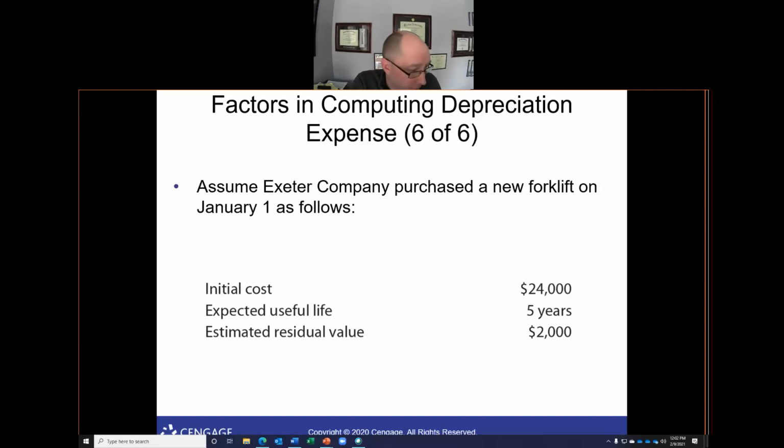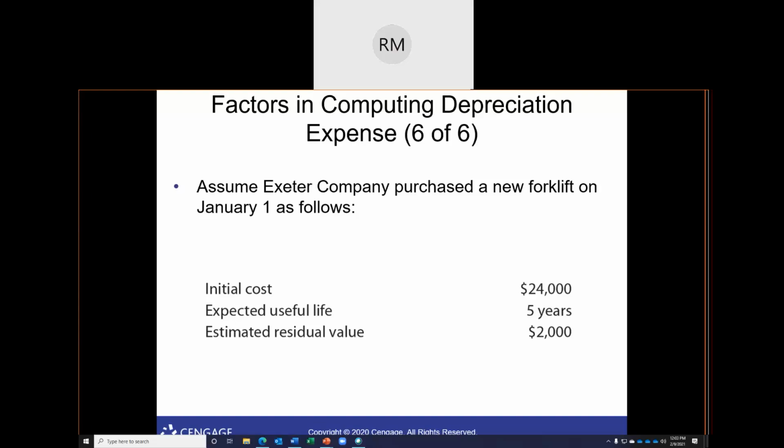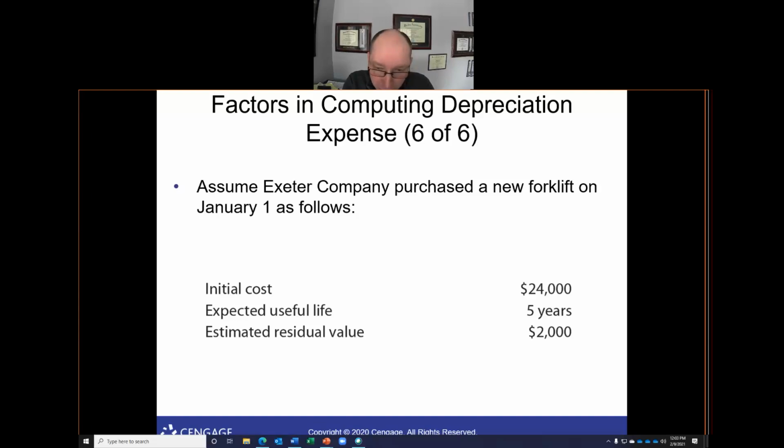Who can tell me? What's the answer? Any guesses? How much can I depreciate my forklift each year? It's good for 5 years. So what's the value per year that I can depreciate this forklift? $2,000? Let's find out.